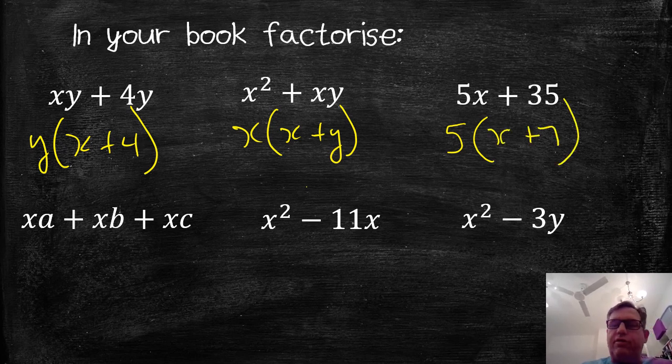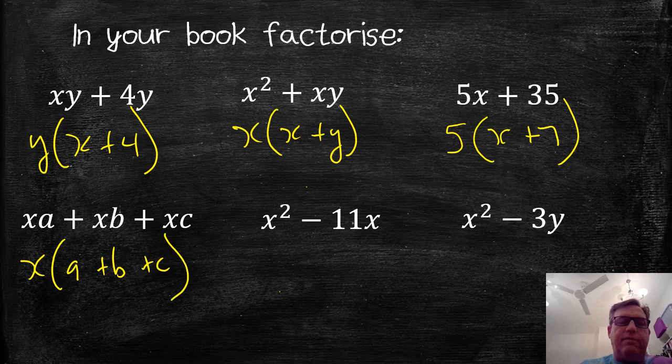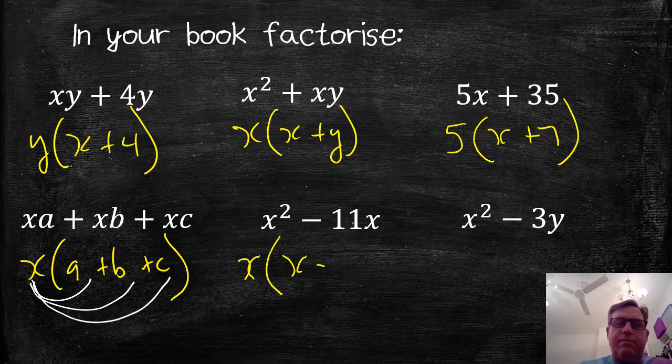The next one, there's 3 terms. If there's 3 terms, I'm looking for the highest common factor of all 3 terms. And in this one, the only thing all 3 have in common is x. That leaves me with a plus b plus c. If I expand this, x times a is xa, x times b is xb, x times c is xc. The next one, they both have an x, so I can factor out my x, leaving me with x minus 11. And the last one, they have nothing in common. So the answer is just simply x squared minus 3y.